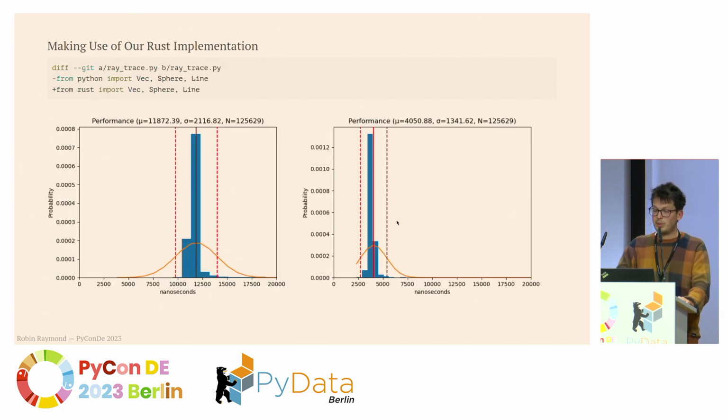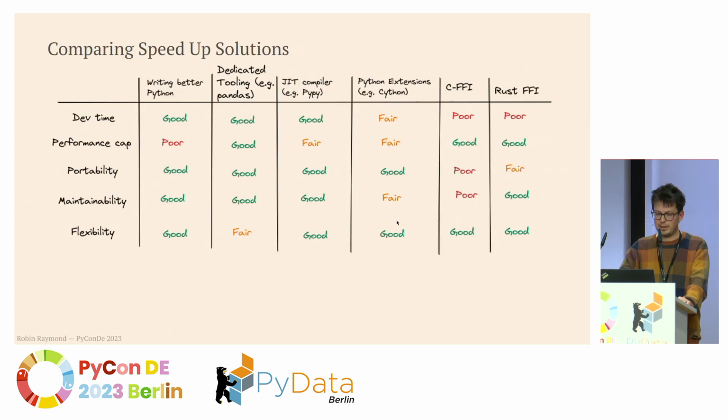Cool. So then the only thing that we have to do is change the import. So rather than from Python import vec, sphere, and line, we do from Rust import vec, sphere, and line. And if we run the whole thing again, we see that the performance has changed quite a bit. Instead of taking about 11.8 milliseconds per run of color, it now takes about 4 milliseconds. So just to understand these graphs, I probably should have put this on the slide. The left side is the Python variant that we used before, and the right side is Rust, which is pretty impressive considering that the actual logic is still in Python.